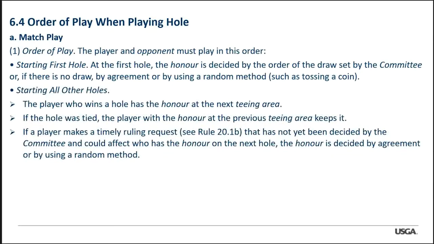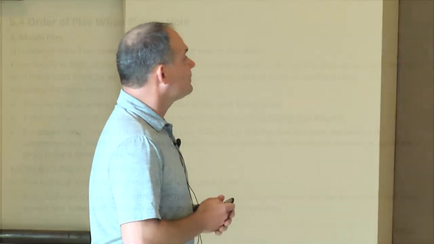In starting all other holes, the player who wins the hole has the honor of the next teeing area. If the hole is tied, we refer back to the previous hole, stuff that we should already probably know. If a player makes a timely request for a ruling under Rule 20 that has not been decided by the committee and could affect the honor, it is decided by agreement. So if somebody's going to get a penalty on the previous hole and we're not sure about it, we're not going to sit there and wait to figure out whose turn it is to play. Just somebody play is basically what this is saying.